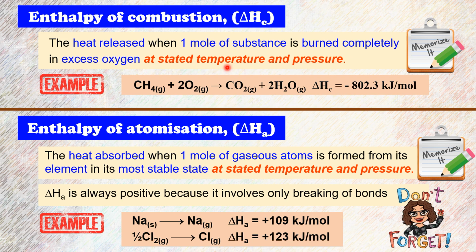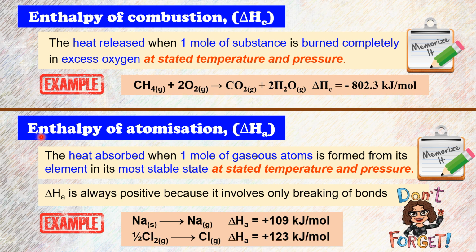For example, combustion of methane gas in excess of oxygen will produce carbon dioxide and water. So 1 mole of substance here refers to the methane, the reactant. The reactant should remain 1 mole. Therefore, to balance the equation, you have to balance the other species. The value of delta Hc is negative 802.3 kilojoule per mole.